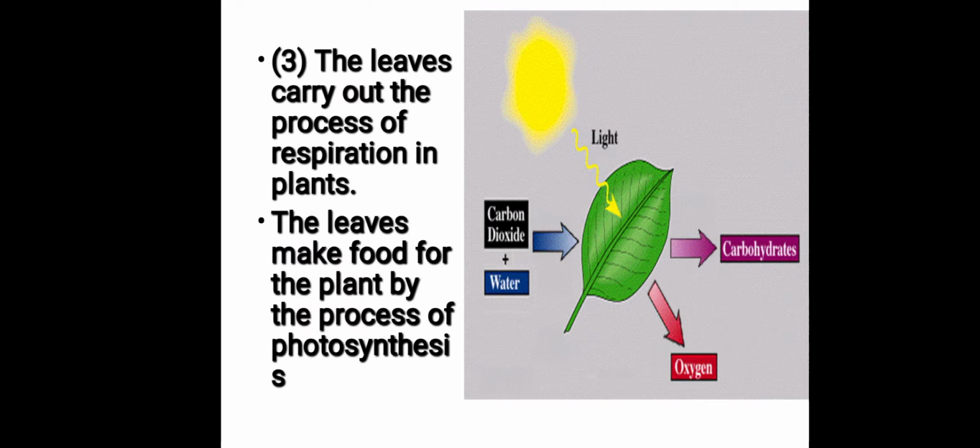Next, the leaves carry out the process of cellular respiration in plants. As we know, the leaves make food for the plant by the process of photosynthesis. So leaves also carry out the process of cellular respiration. So in presence of light, carbon dioxide, and water, we have carbohydrates and oxygen.